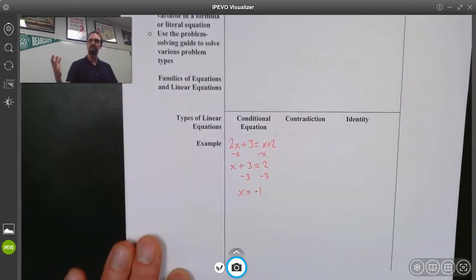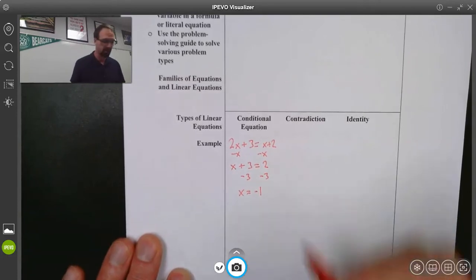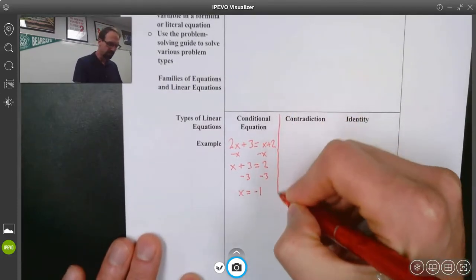So in this situation, it's conditional. It equals one value. For this to be true, there has to be a condition for it to be met, and that condition is x must equal -1. Contradiction, a little bit different.